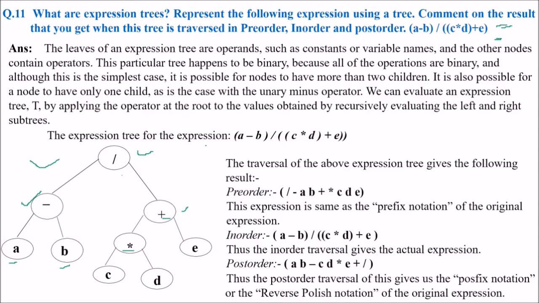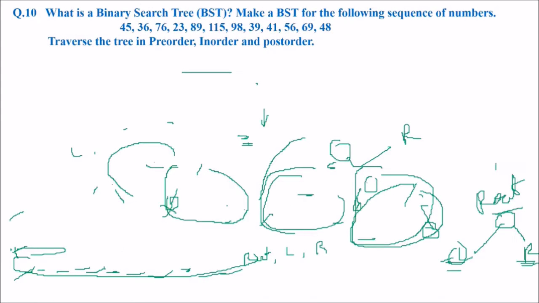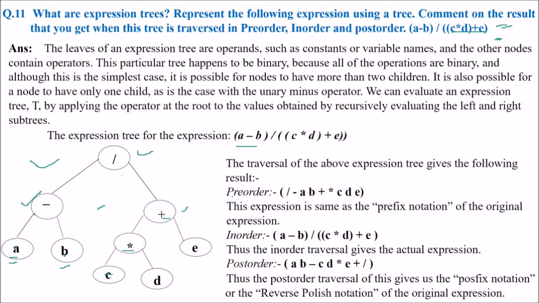So we can evaluate this expression by applying the operator at the root to the values obtained by recursively evaluating the left and right subtrees, like this. So this expression is a minus b divided by c into d plus e, and these both expressions are divided. So the traversal will be, we have just shown the traversal. So we have taken the in order in the previous case, this example. So let us take a different one so that you understand it better.